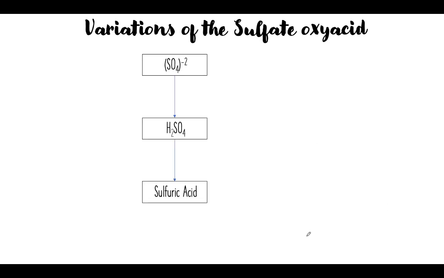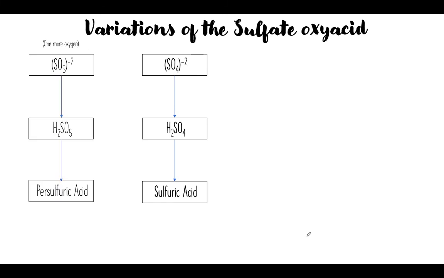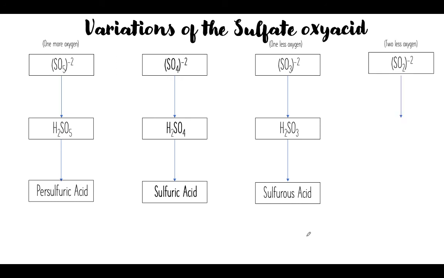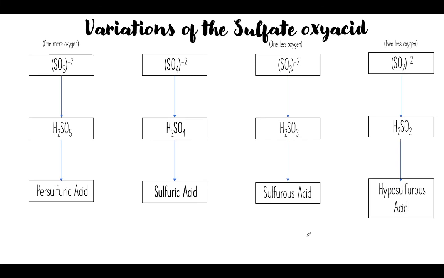Looking at sulfate, when it forms an oxyacid, it forms H2SO4, which is sulfuric acid. One more oxygen would form persulfuric acid, which is H2SO5. If there's one less oxygen, it's H2SO3, which is sulfurous acid. If there's two less oxygens, it forms H2SO2, which is hyposulfurous acid.